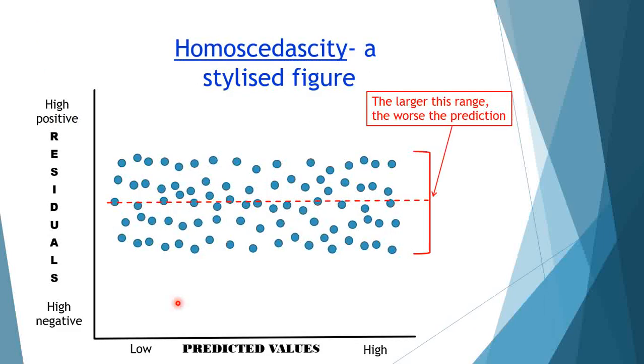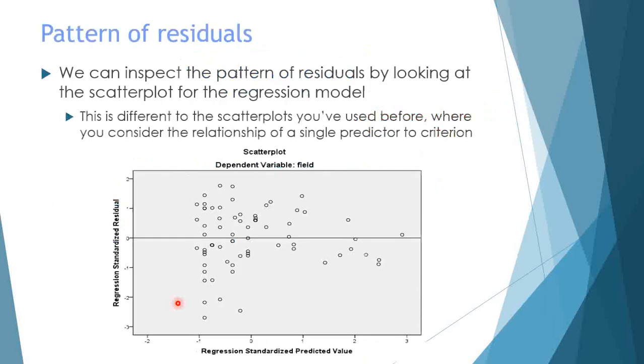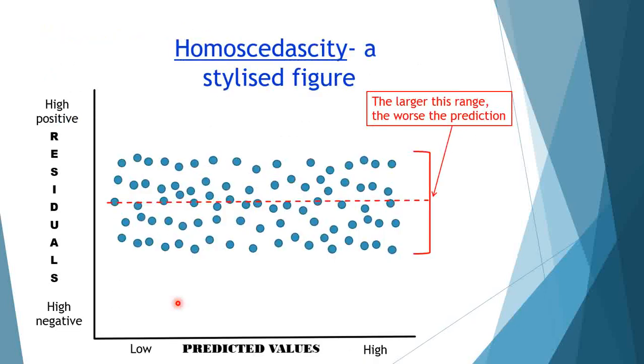Another assumption, and we're looking at the same graph here as before, a scatter plot, but I've got a stylized version of it, is this thing called homoscedasticity. So in a homoscedastic distribution, we've got the same amount of error variance, so the height of the highest to the lowest, for all levels of the predicted values. So you can see here we've got as much error variance here as we do down there. Now, the larger this range, of course, the worse the prediction is. What we want is something that's nice and random.